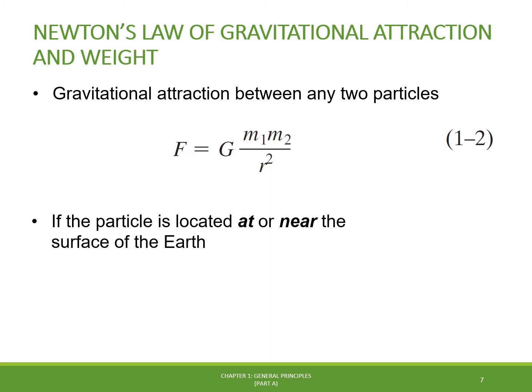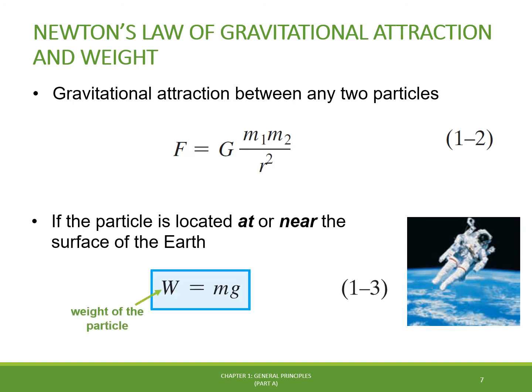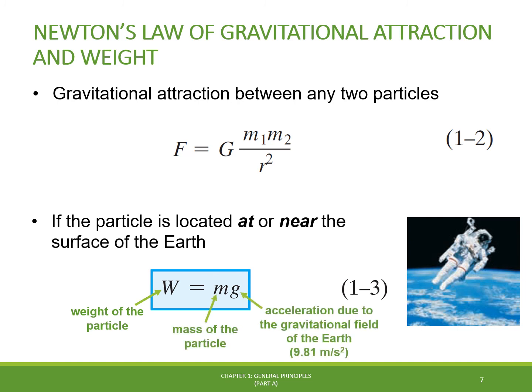A special case is if the particle is located at or near the surface of the Earth, like an astronaut orbiting the Earth. Then the force acting on the particle is its weight, given by the following expression, where W is the weight of the particle, m is the mass of the particle, and g is the acceleration due to the gravitational field of the Earth. Observe that in order for a body to generate a sizable gravitational force on another, its mass must be much bigger than the mass of the other body, like in the case of the Earth and the astronaut.